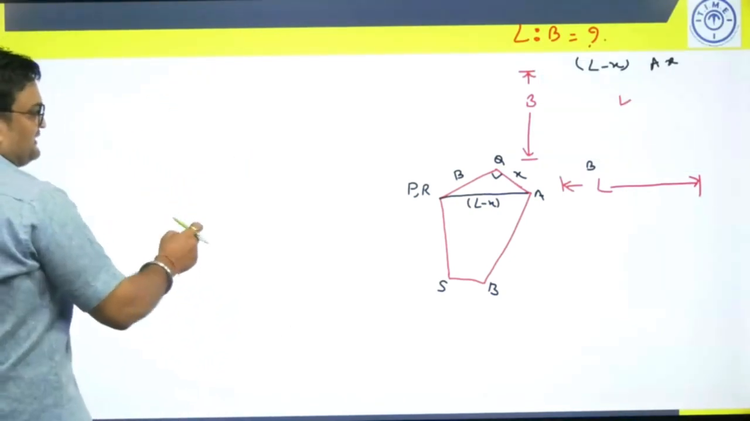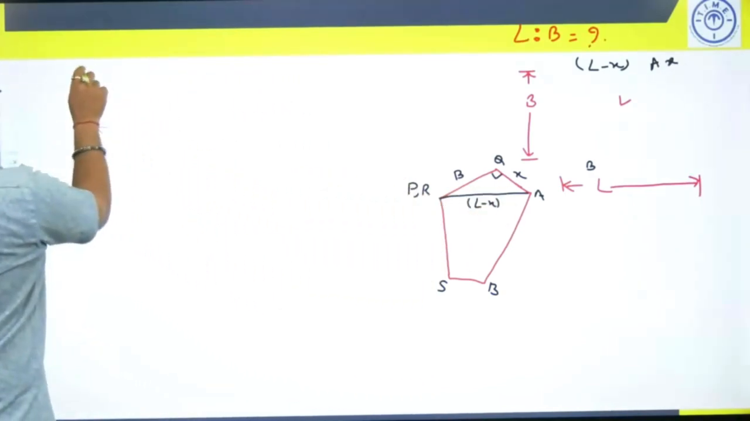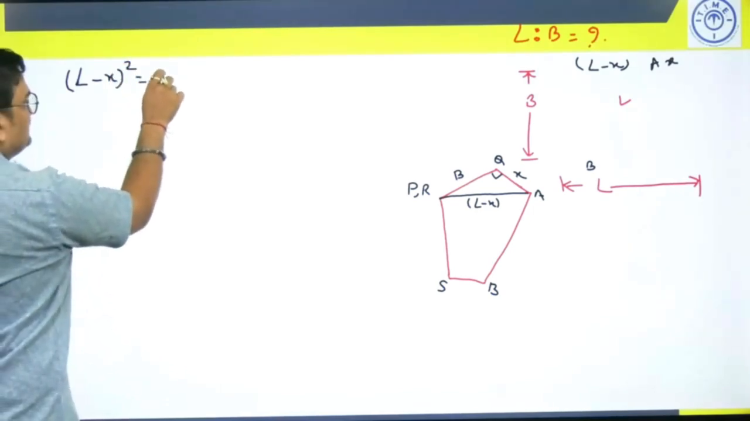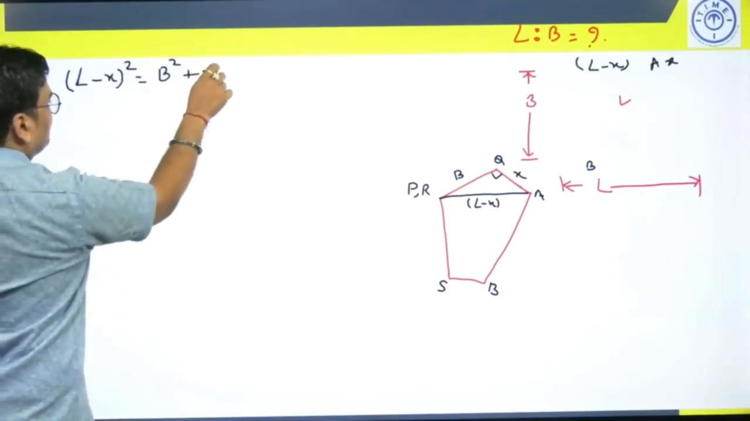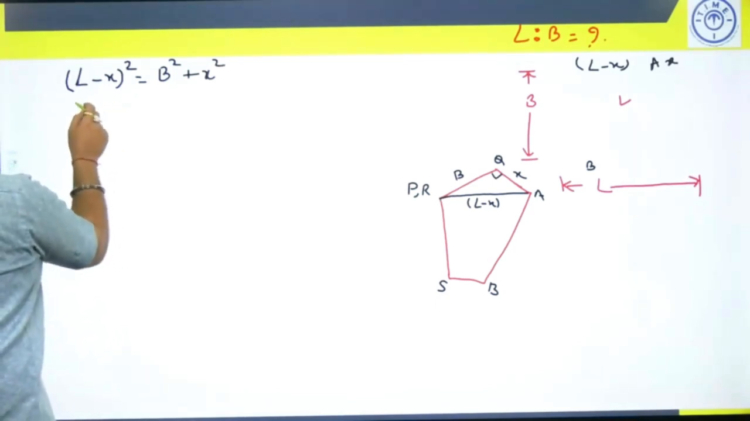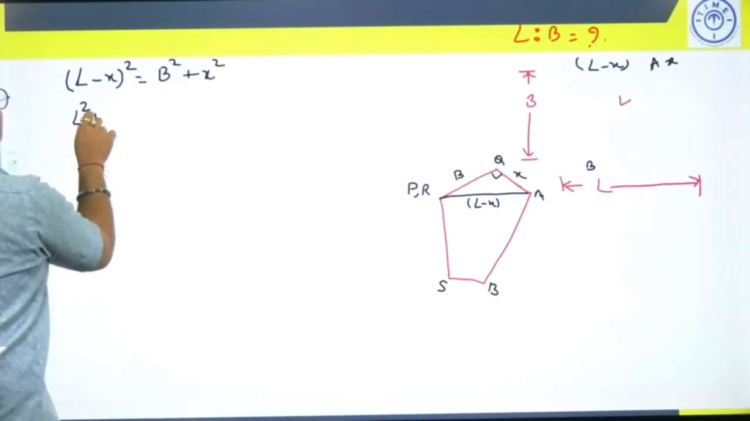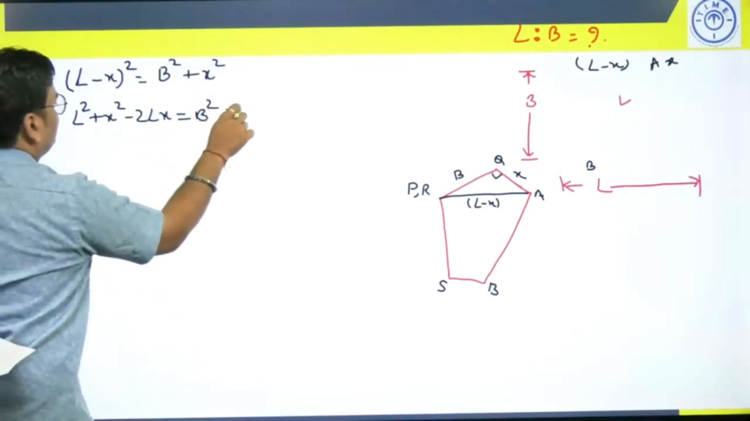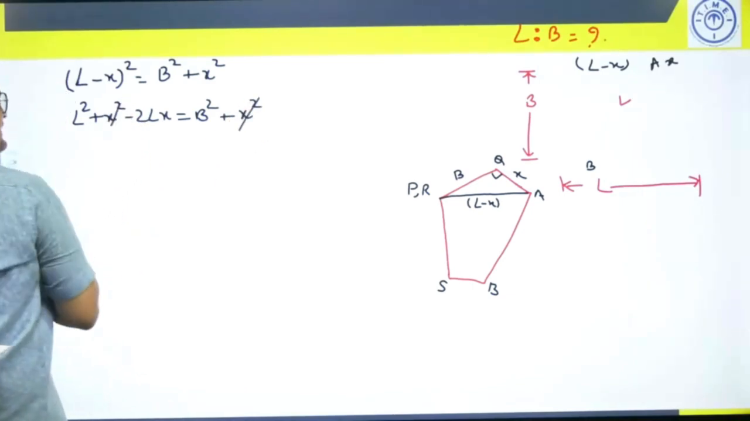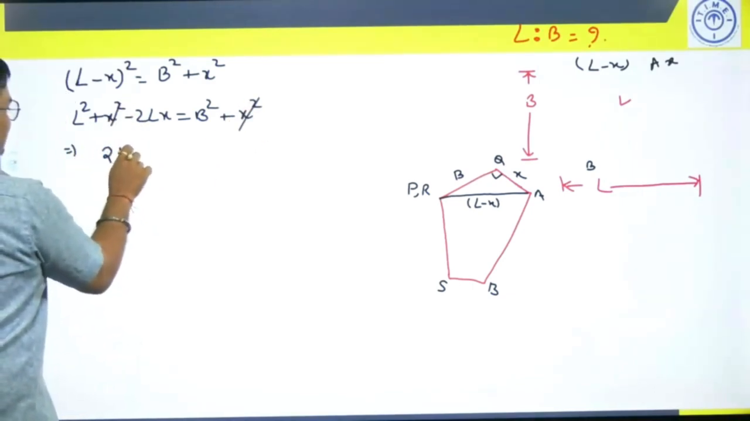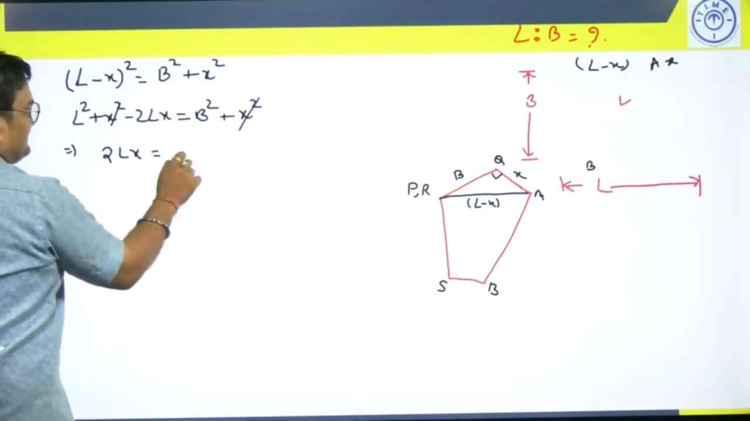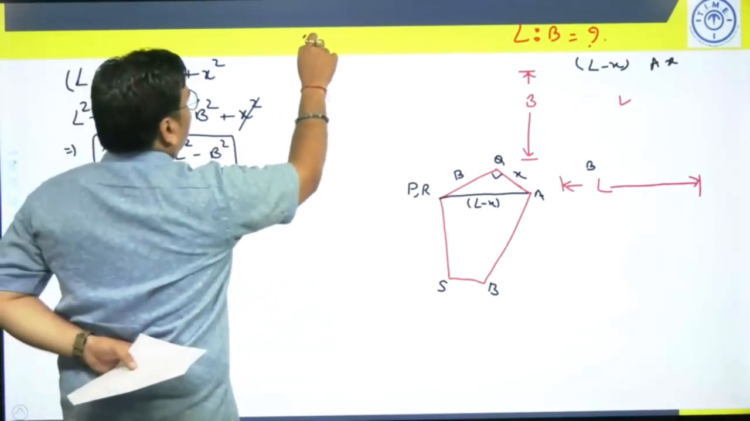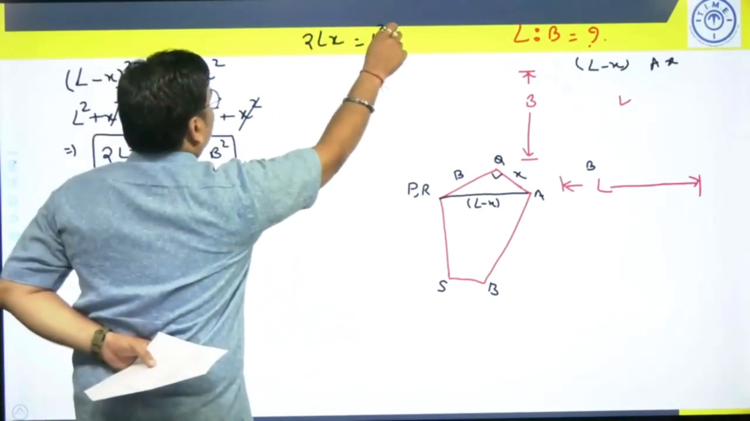So here if I apply Pythagoras, this is your hypotenuse. So L minus x the whole square will be equal to what? B square plus x square. Now this can be simplified, right? This will be L square plus x square minus 2lx, equals b square plus x square. X square can be cancelled out, and I will get the value of 2lx. I'll take it on the right hand side as L square minus b square. So I get 2lx as L square minus b square.